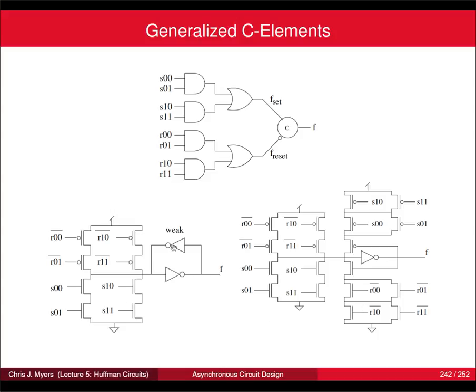All right, so you can also implement this a little bit differently if you don't like weak feedback inverters. Weak feedback inverters are going to create basically a conflict here, because the weak feedback inverter is going to need to be overpowered by these transistors when you're turning the function on or off. And so it's usually built with transistors that are maybe too long or something like that, so they're not very strong.